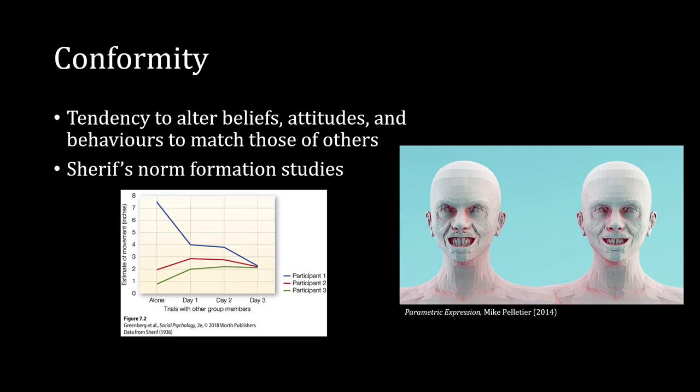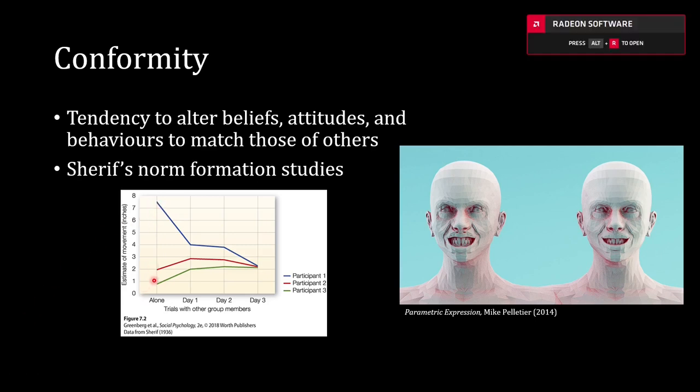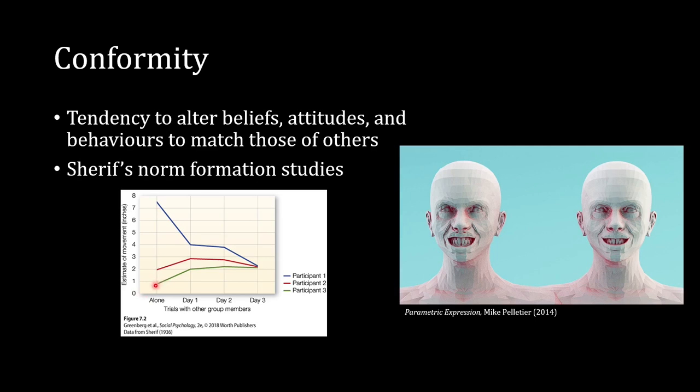So you can see here, they start, maybe I can get my laser pointer here. They start with completely different estimates on how much the point of light is moving. But then on the second day, they're getting closer, basically because they're all calling out their estimates and starting to be influenced by one another, and then after 3 days, they just all agree on the same estimate.